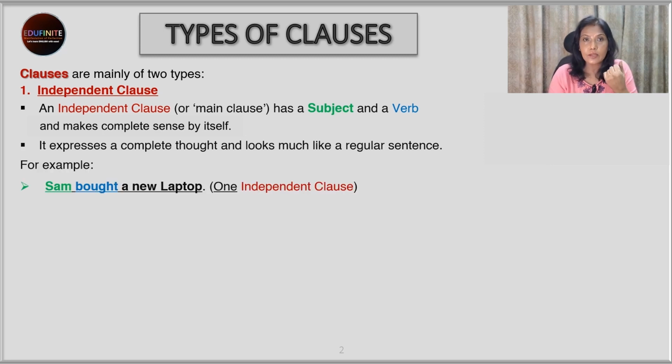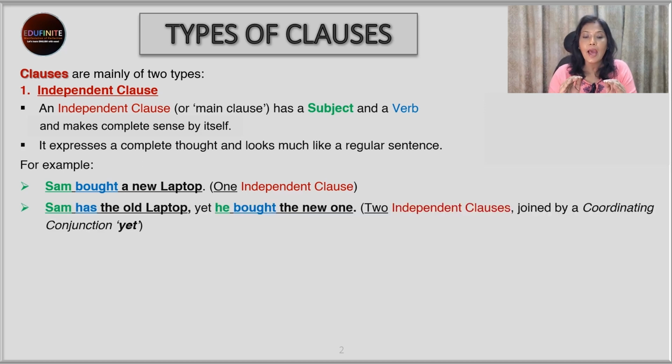Next, let's look into some of the examples to understand it much better. Sam bought a new laptop. Now here we have Sam as a subject, bought as a verb. So those two are there, and Sam bought a new laptop gives us a complete meaning. Like we understand what is being said through these words. So Sam bought a new laptop is an independent clause.